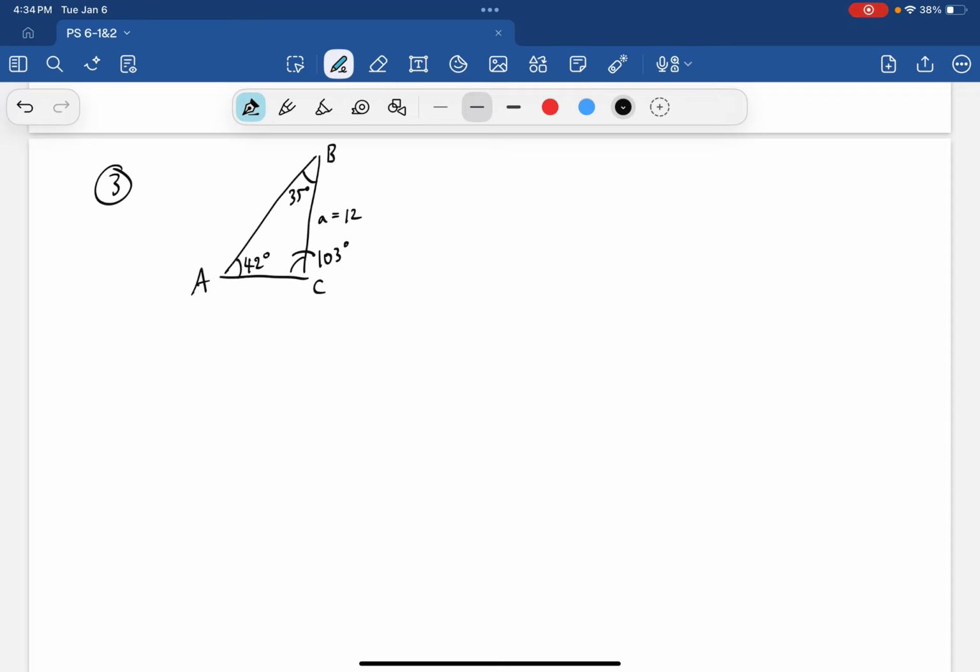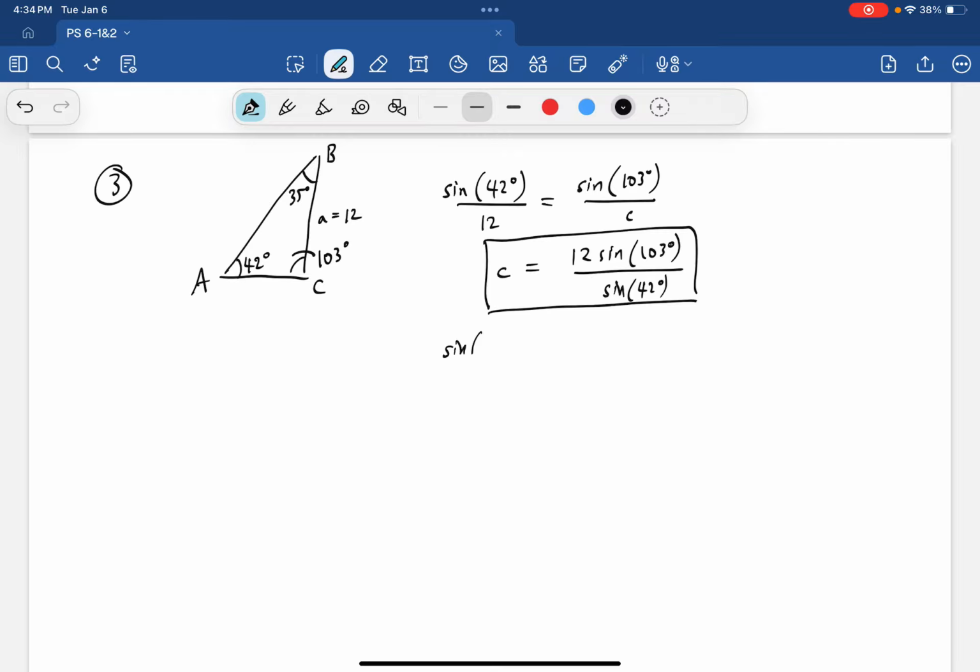And then we're just going to use law of sines to find the rest of the, sorry, the rest of the side lengths, right? And so we're going to get sine 42 degrees over 12 equals sine 103 degrees over C. So that tells us that C equals 12 sine 103 degrees over sine 42 degrees. That's our answer.